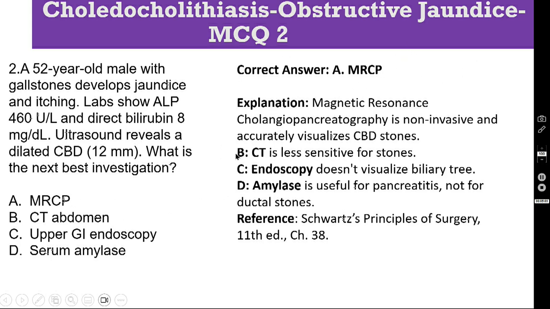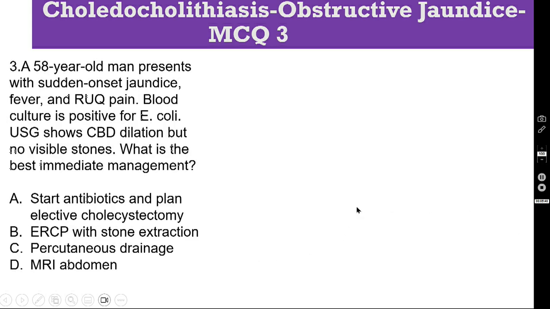B is incorrect because CT is less sensitive for stones. C is also incorrect, upper GI endoscopy does not visualize the biliary tree. And serum amylase is useful only for pancreatitis and not for ductal stones or choledocholithiasis. Reference is Schwartz's Principles of Surgery, 11th edition, chapter 38.